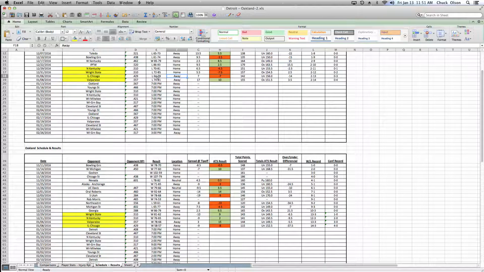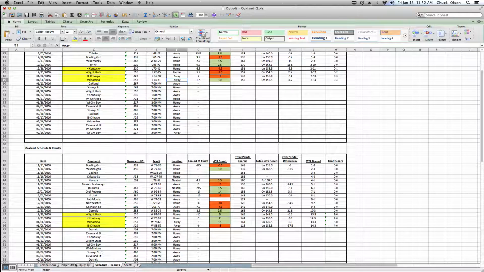Illinois-Chicago played away, and here they played away, so they both played on Illinois-Chicago's court. Looks like Oakland squeaked away with a 1-point win, and Detroit was beat by 14. So a 1-point win versus 15 points. That's pretty much a push, about 15 points. It could go either way on that one. Probably if you wanted to, you can lean that one toward Detroit.